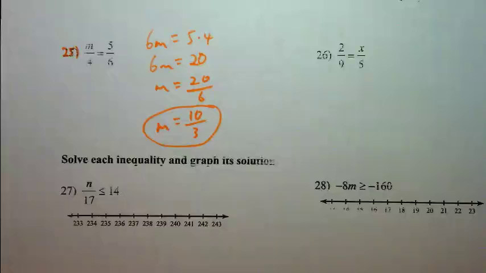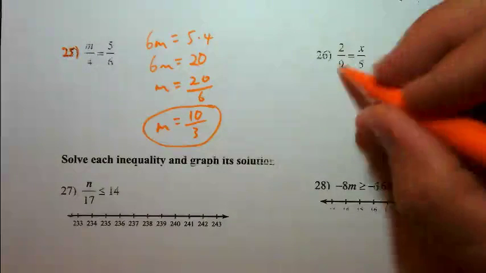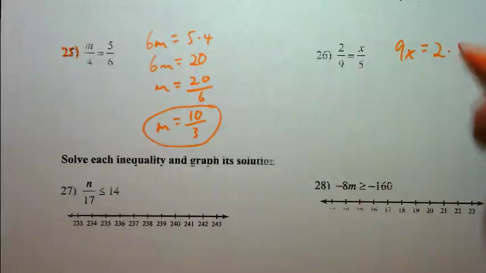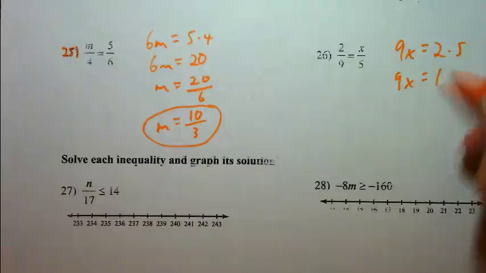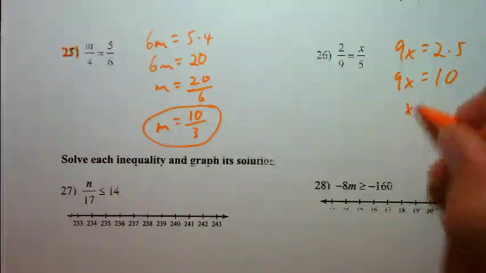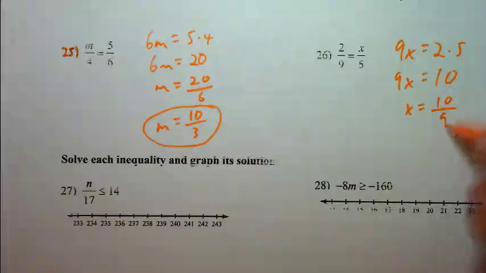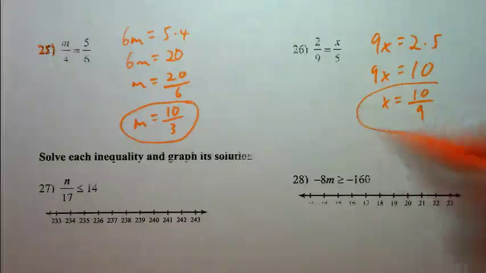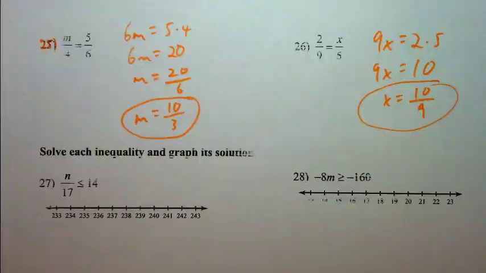On this one, same thing. You could do it by cross multiplying. 9 times x equals 2 times 5. 2 times 5 is 10. Divide by 9. It's 10 over 9. That does not reduce. And if we did it as a decimal, it would not be a nice decimal. So we can just leave it as an improper fraction.